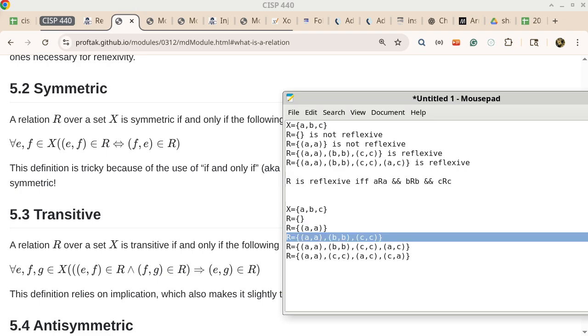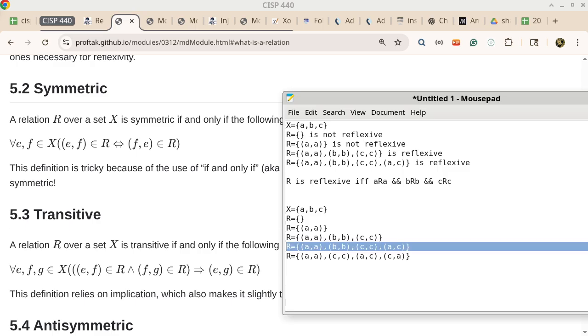Okay. What about this one here? Is that transitive? Yep, this one is still transitive. What about this one? Is that transitive? It's almost like you have to think of cases where the expression that we have to evaluate is false. So the question is, if R has AA, BB, CC, and AC in it, can we make this implication false?